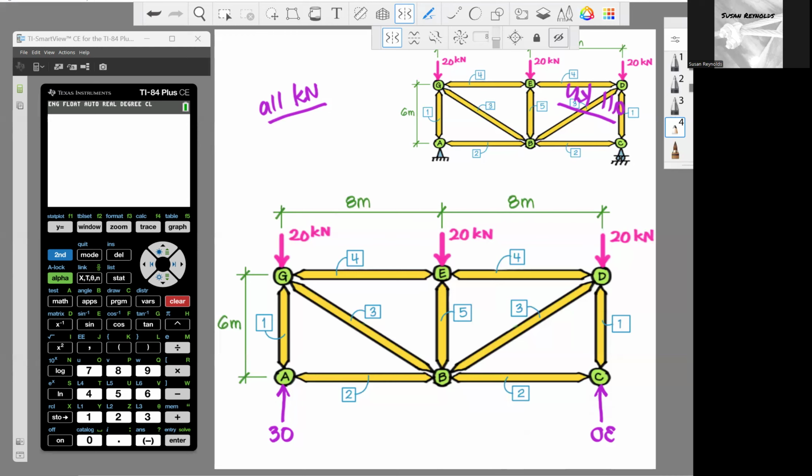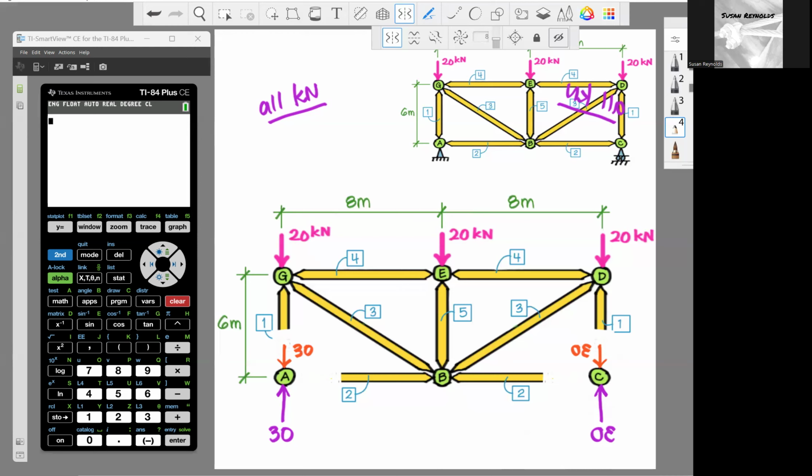So we find a joint that looks good to us, and A looks pretty good. So why don't we come over here. We're going to detach members 1 and 2 from A and replace them with their effects on the body. So vertically, I need a downward 30. That tells me that the force in member 1 is 30 kilonewtons.